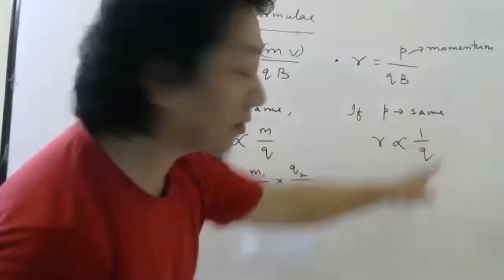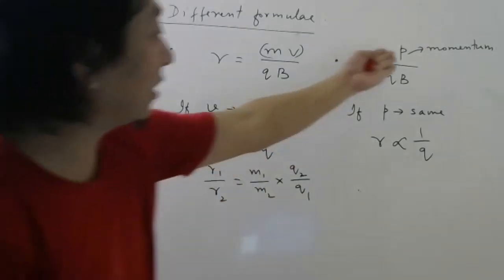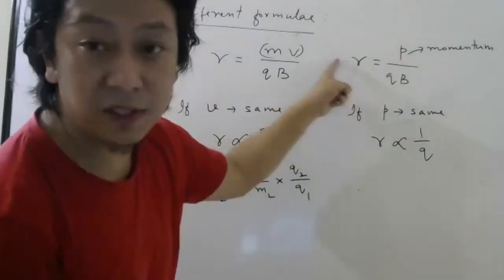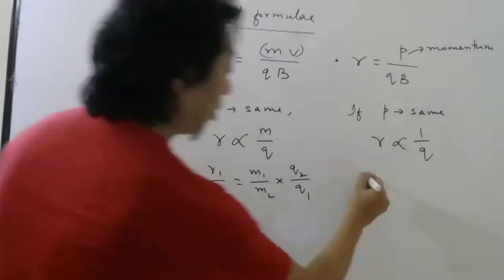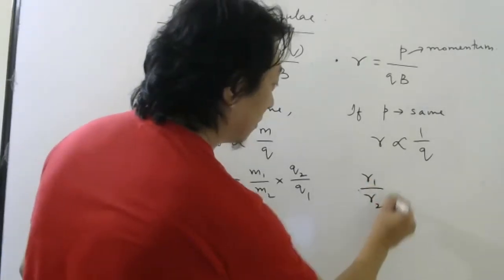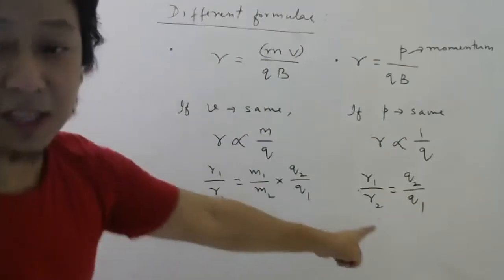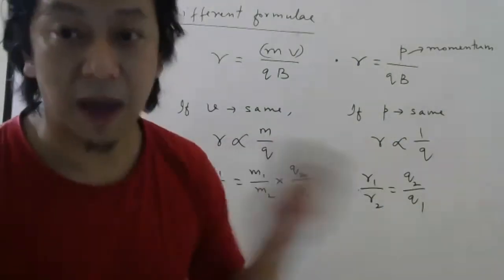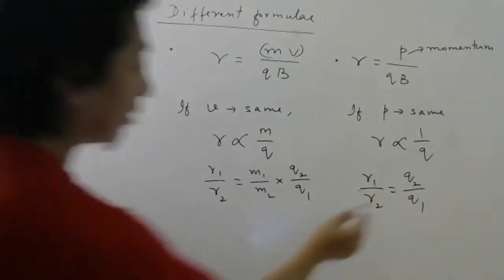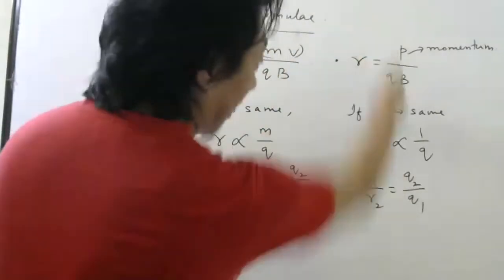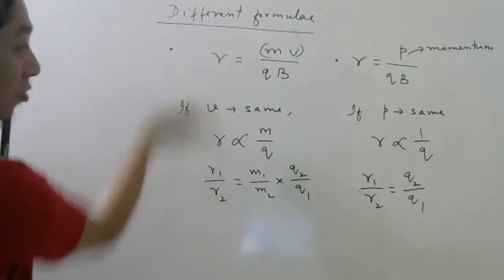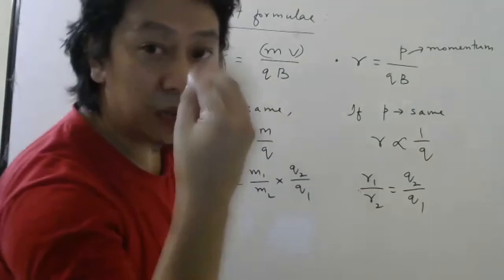Mass will not come in the formula, right? If you check here, if this is constant, these two are inversely proportional. So what will you write? R1 by R2 equals Q2 by Q1. So this time you have to only see the charges, not the masses. Again, don't try to remember the last result. Try to see how to do it. If you know how to do it, then you can do any problem.